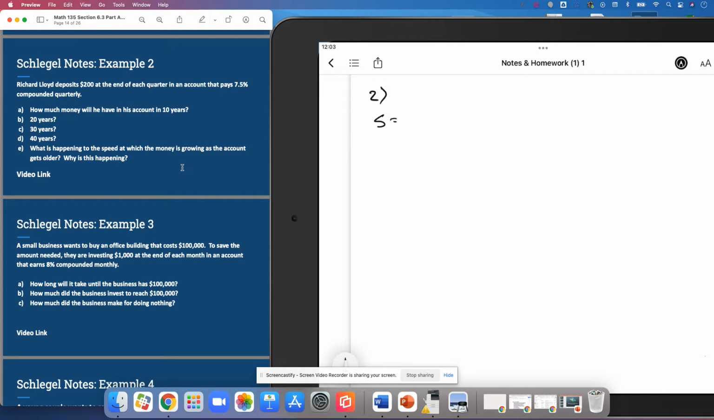So let's set this thing up. And we are going to know that our formula is S equals this.